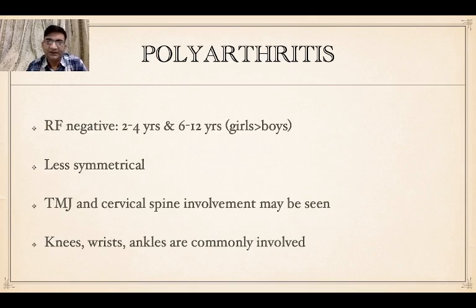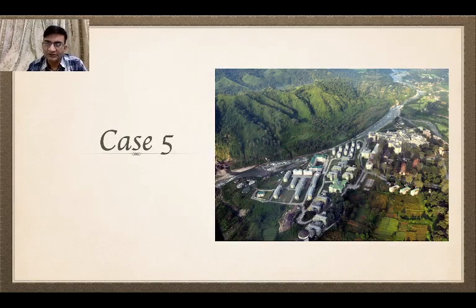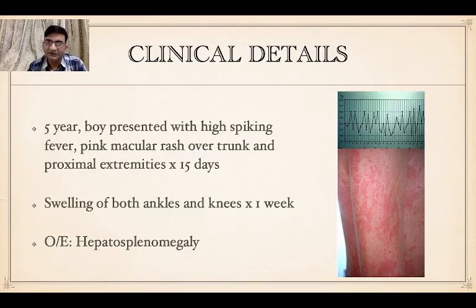Deformities are seen as compared to rheumatoid factor negative polyarthritis, which is more akin to oligoarthritis, often seen in young children and in children 6 to 12 years of age. 2 to 4 years, 6 to 12 years. So again seen in young children, girls more than boys, less symmetrical, more of cervical spine and temporomandibular joint involvement. Knees, wrists and ankles are commonly involved. So as you can see, this is more like oligoarthritis that we described. Less symmetrical, less of small joint involvement. So these patterns help us to identify these patients.